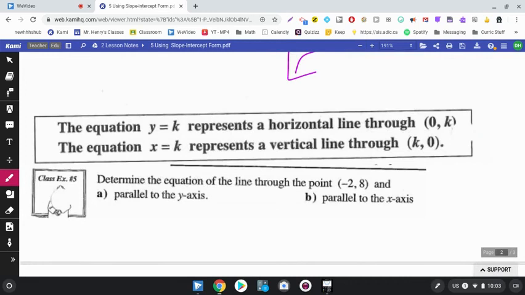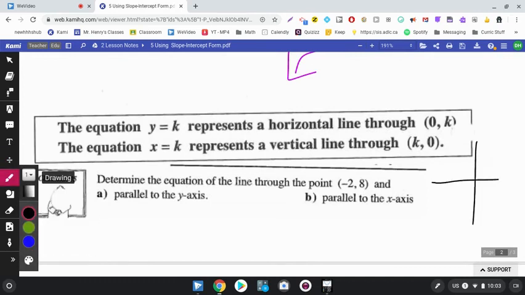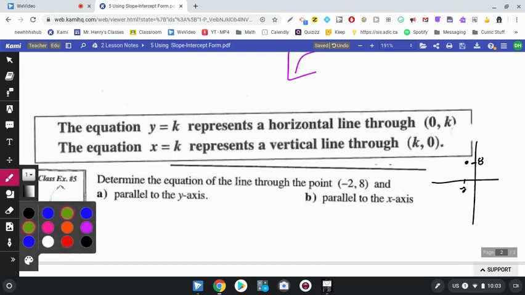Okay, last little questions here. It says, determine the equation of a line through the point -2, 8. All right, well, maybe drawing a sketch would be kind of useful. Let's call that here. Here's -2, here's 8. It's not the most accurate sketch, but there it is. If I want a line parallel to the y-axis, that's straight up and down. That's a vertical line, right?